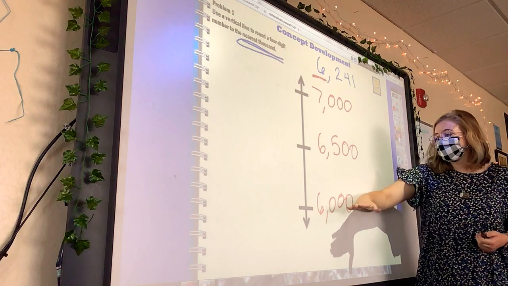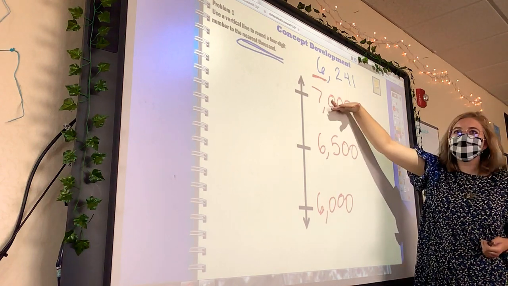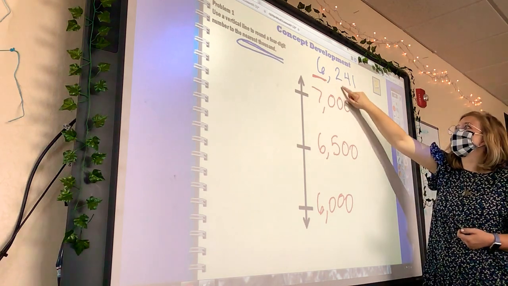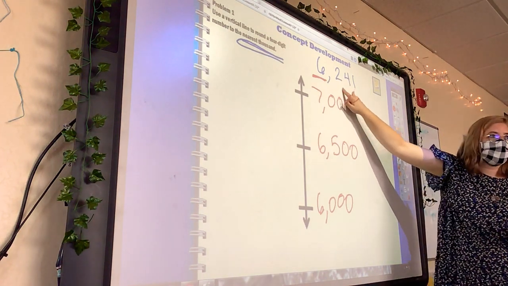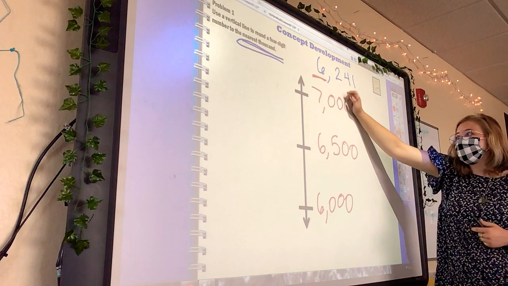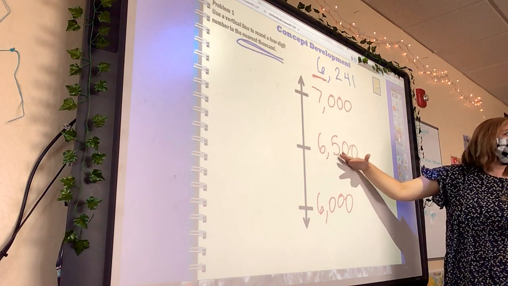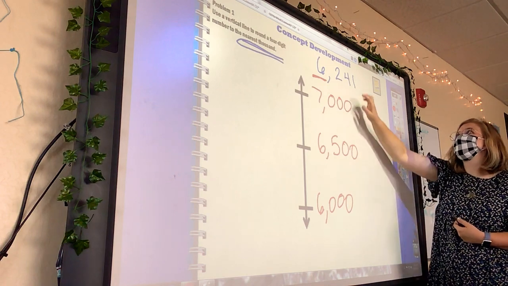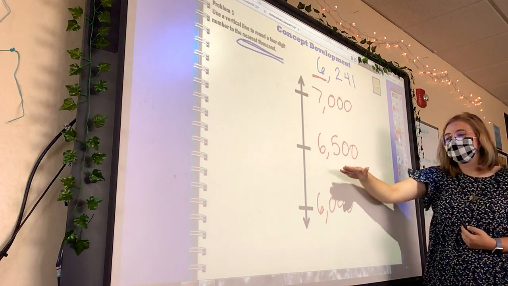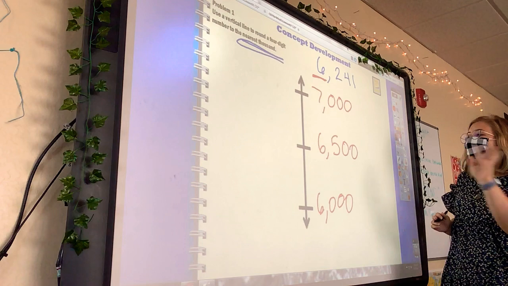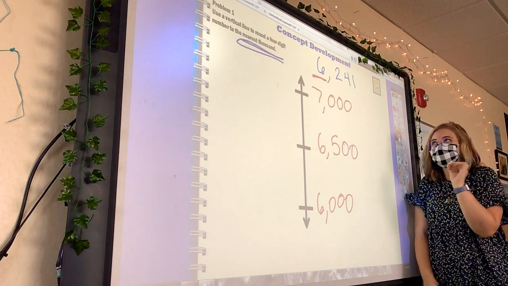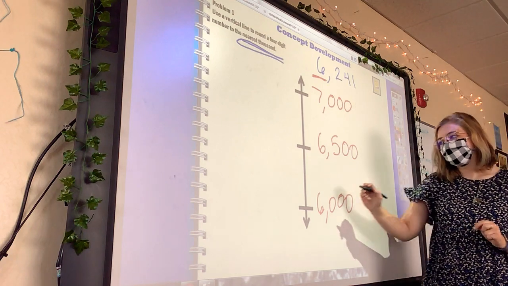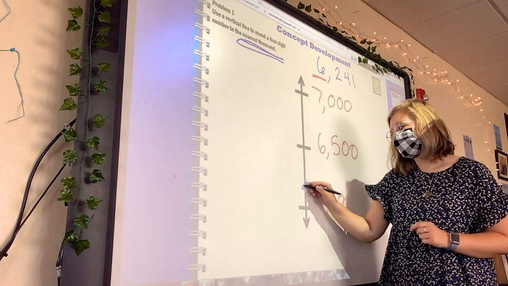So it's got to be in between 6,000 and 6,999, right? It's somewhere in that range. And then I go to the next place, the hundreds place, and I see there's a 2. So there's 2 hundreds. So it's going to be less than the 500s that I have at my midpoint, right? And then I could go to the tens and see that it's going to be even less than that. So somewhere, you don't have to be totally exact, because these are some big numbers. That 6,241 is going to fall somewhere right around here, okay?